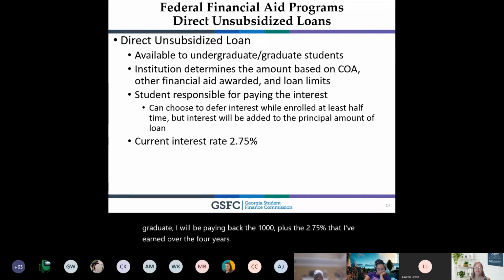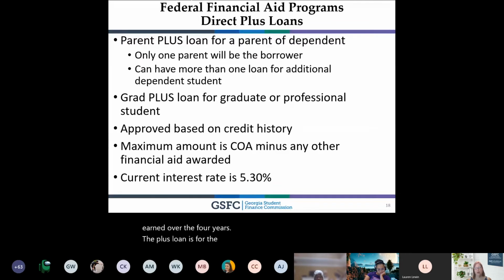The PLUS loan is for the parents. Only one parent can be a borrower. It is based on credit history. The parent can borrow up to the cost of attendance minus any of the other aid that you have. And the interest rate for that is 5.3%. So that would be in the parent's name.